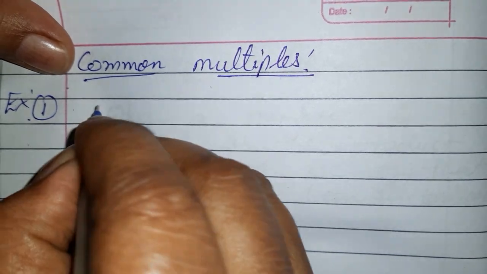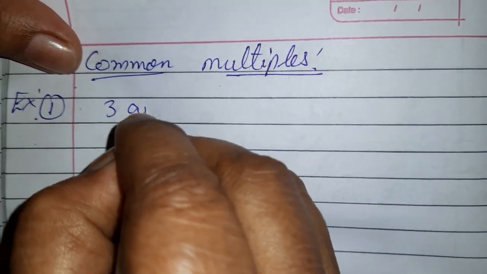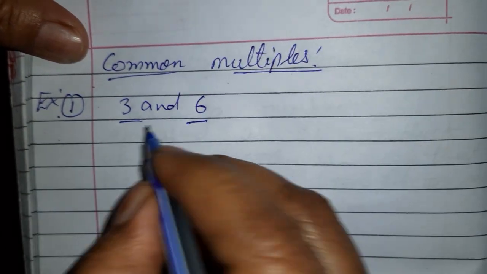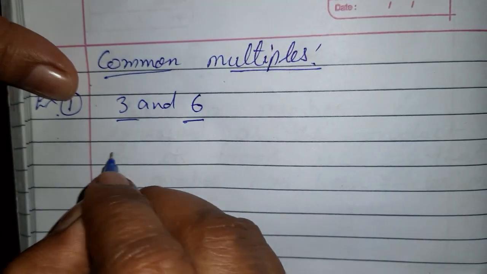2 and 3 or 3 and 6. Let us take the example 3 and 6. Okay. How to find the common multiples of 3 and 6? So, first write the multiples of 3. What are the multiples of 3?